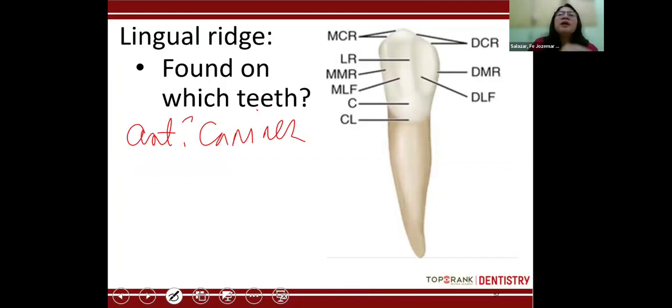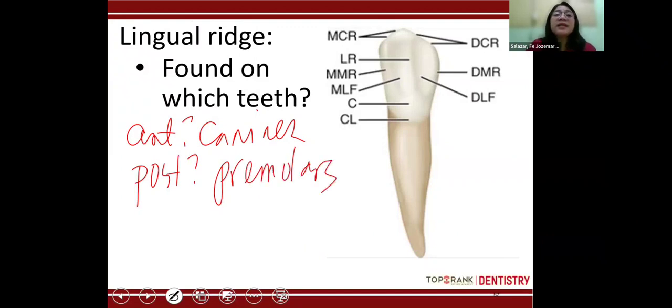Okay? Now, it is more prominent on your maxillary than on your mandibular canine. Ang posteriors, anong teeth ang merong lingual ridge? Meron din sa posteriors. Premolars. Okay, but it is more prominent on the first than on the second. You could find lingual ridge on both maxillary premolars and mandibular premolars, first and second. And again, it's more prominent on the first than on the second.